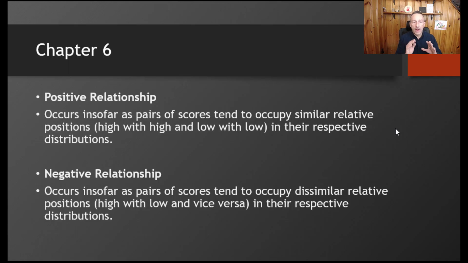Okay, so a positive correlation or positive relationship, basically as one score goes up, the other score goes up as well. So high with high, low with low. A negative relationship means that as one goes up, the other one is going down. So high with low or vice versa.